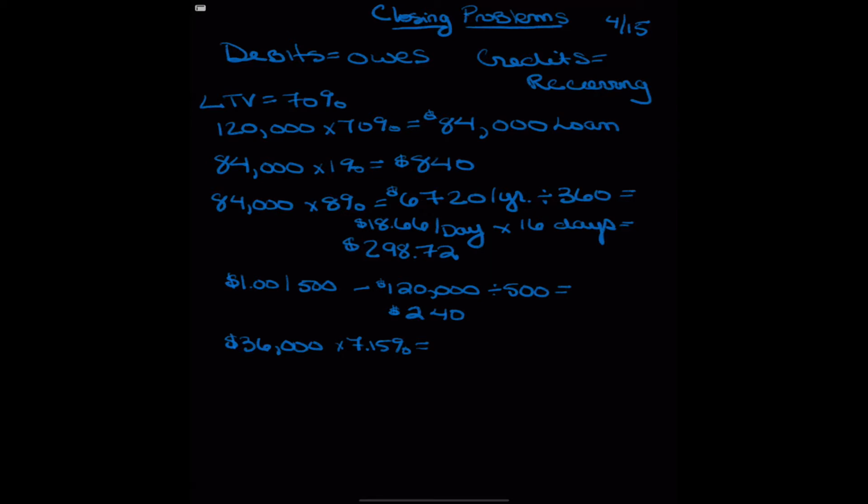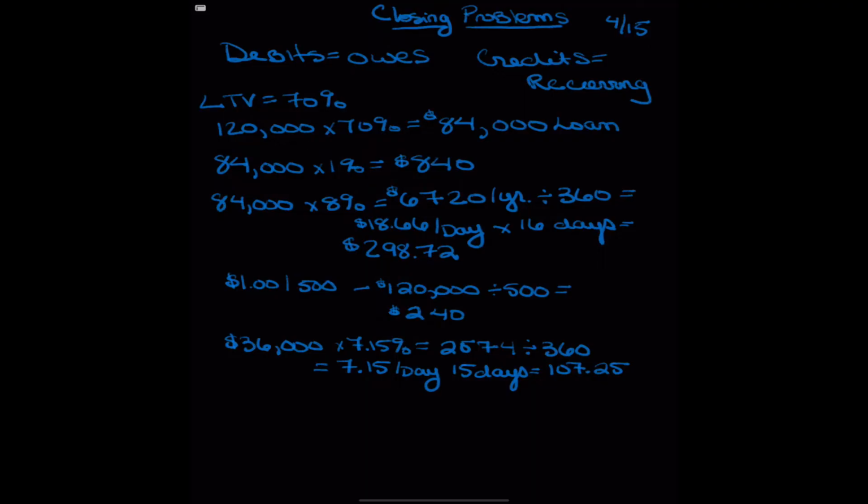That will give us annual interest of $2,574. Well, if I divide that by 360, that's going to give me $7.15 per day, and we need 15 days, and that's going to give me $107.25. Since it's owed by the seller, we're going to go ahead and put this $107.25 into the seller debit column.